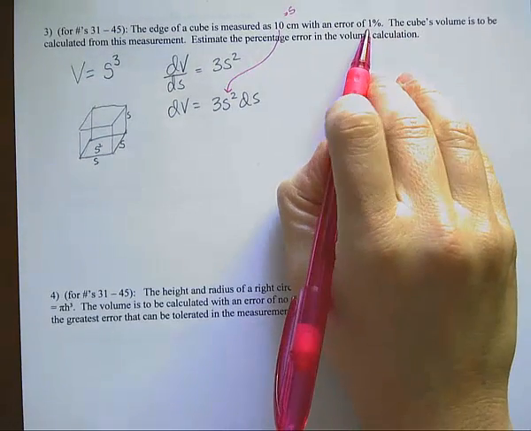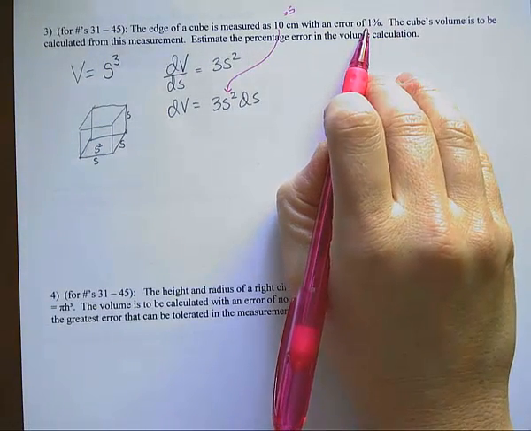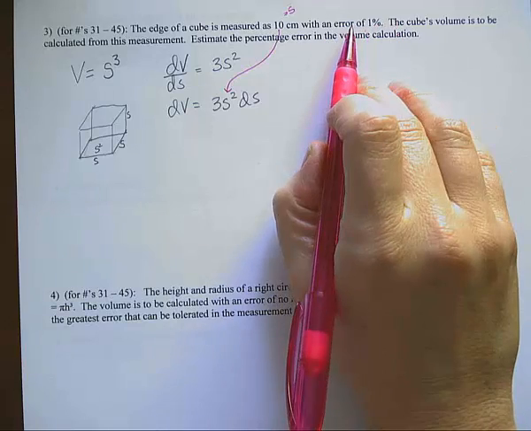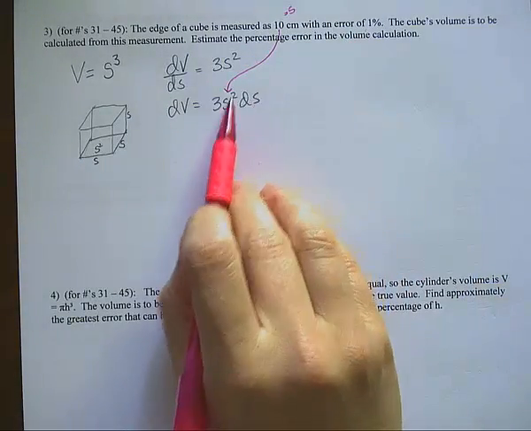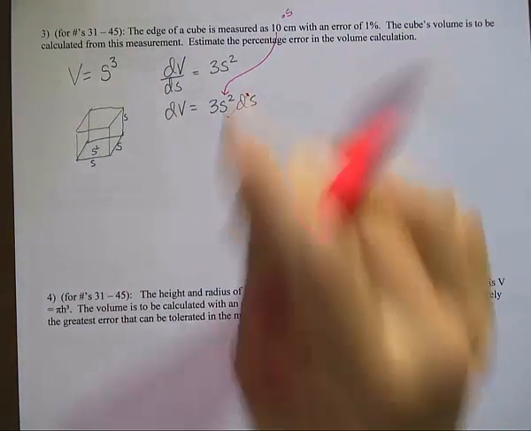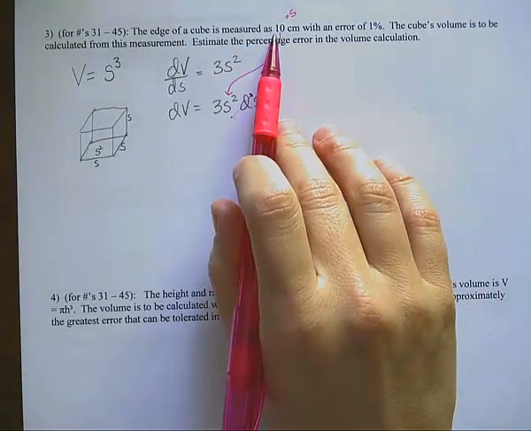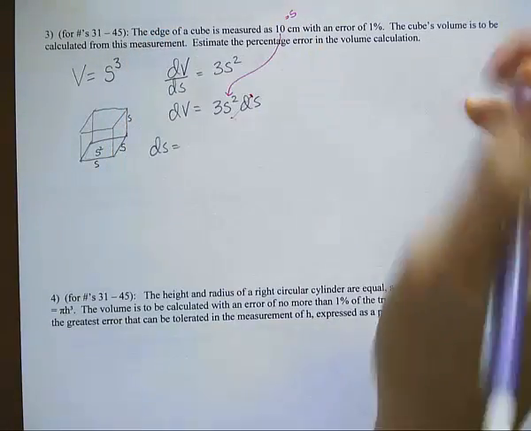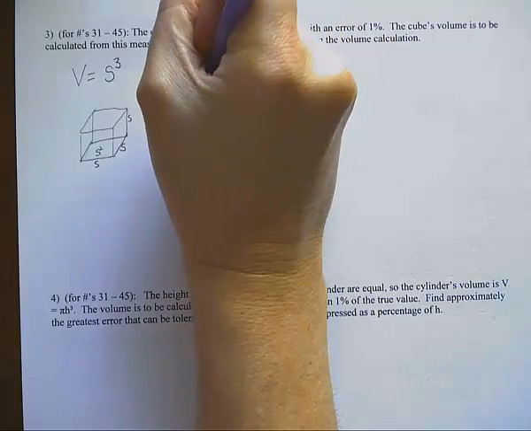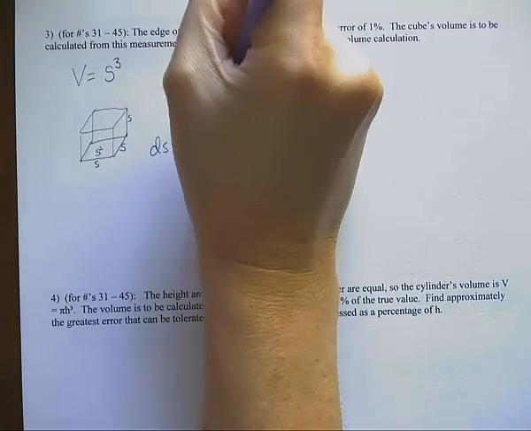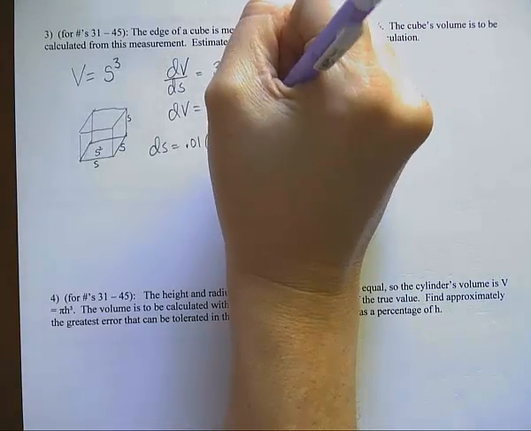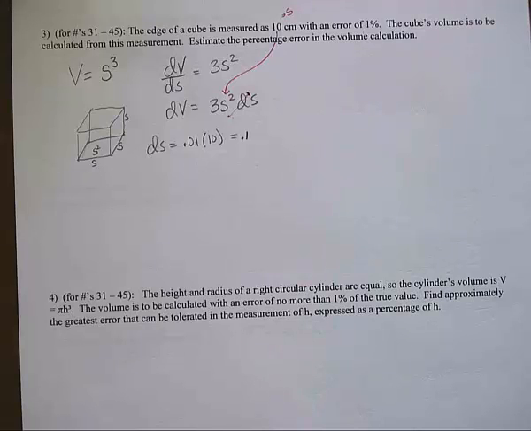And we are allowing ourselves to have up to an error of 1%, either for better or for worse, so 1% over or 1% under. So that's going to be our change in s, 1% of our side. So my ds measurement is going to be 1% of 10, or 0.01 times 10. In that case, I get 0.1. So my change in s, the length of the side, is going to be off by 0.1 centimeters.